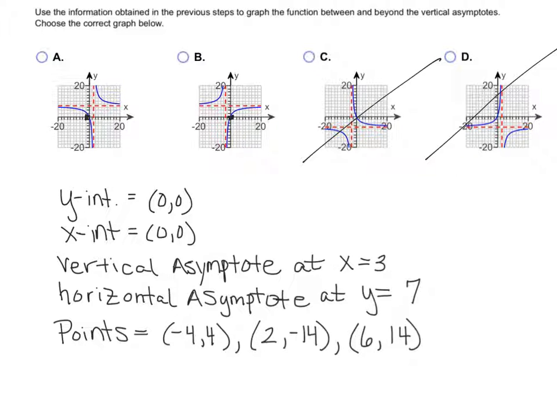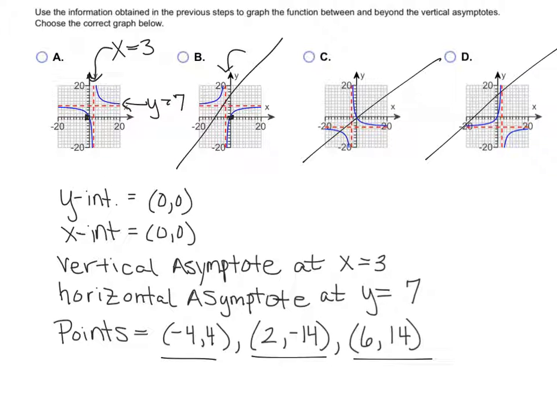Next, I want a vertical asymptote at x equals 3. That means I'm going to have a vertical line at +3. So here I have a vertical line at x equals 3. Here I have a vertical line at x equals -3. So I automatically know that B is not my choice. I can go ahead and look at A and make sure that I have a horizontal asymptote at y equals 7. So if I look at that line, it should be going up 7 on the y-axis. And then I can further check to make sure that each of these points are on that blue graph, and they are. So that means my choice is A.